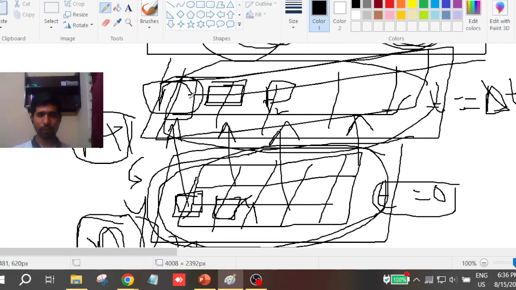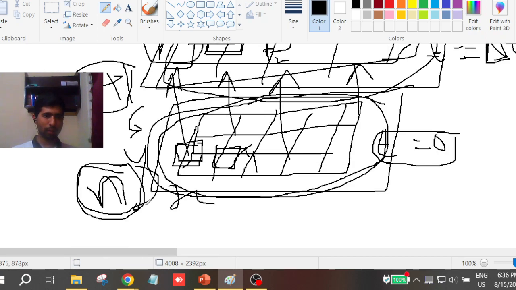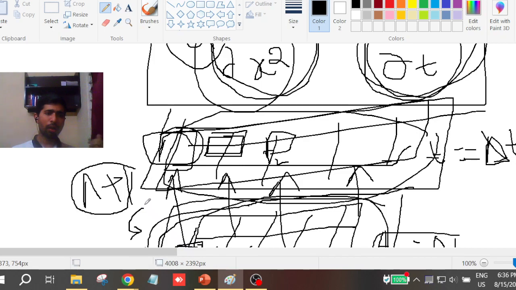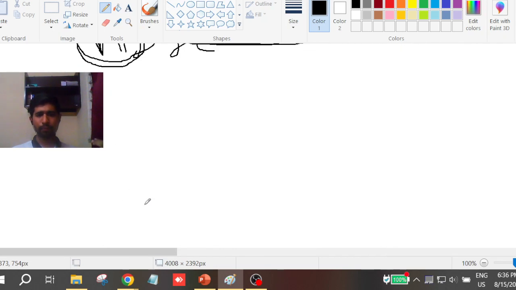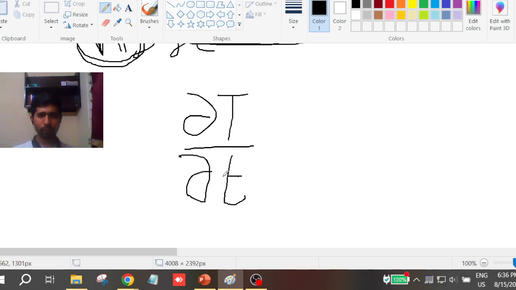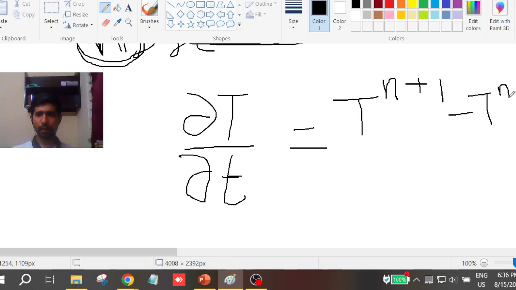Now the opposite, if we are using n plus 1 only, that is called implicit time marching. There is also a third scheme called the Crank-Nicolson scheme, which I will not discuss much, but we use an average of both. So that is also possible. Okay, so in general, let me write dT by dt. Again, here we have something called forward time, so we use T at n plus 1 minus T at n divided by delta t.